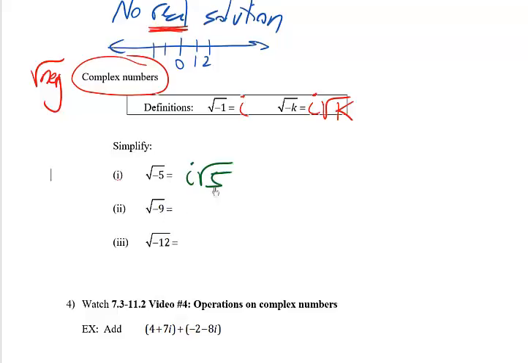How about square root of negative 9? Well, that would be i root 9. Of course, this one I can keep going because the square root of 9 has a nice answer.